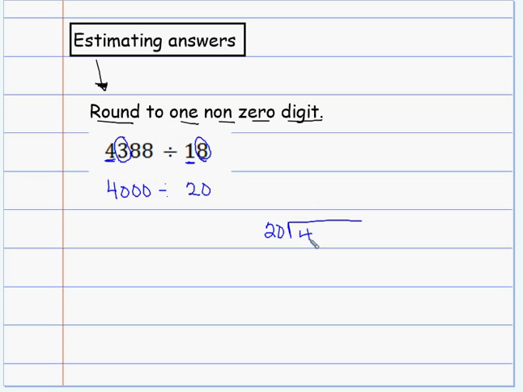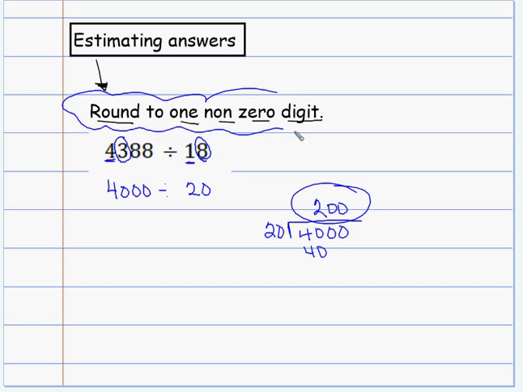Because I know that 20 will go into 40 twice, and then it's just a matter of filling in the zeros. So make sure that when you are asked to estimate, that you round to one non-zero digit. This is important for you to understand. Don't make it harder than it has to be.